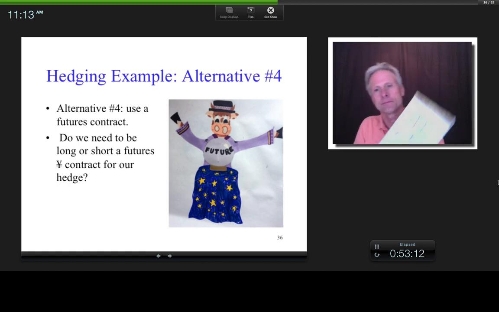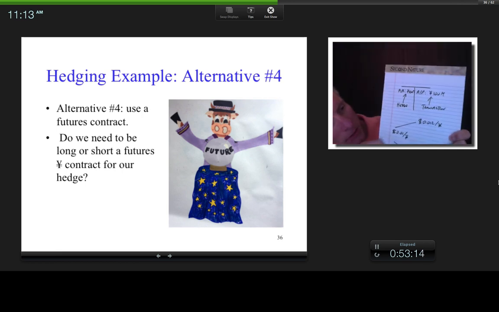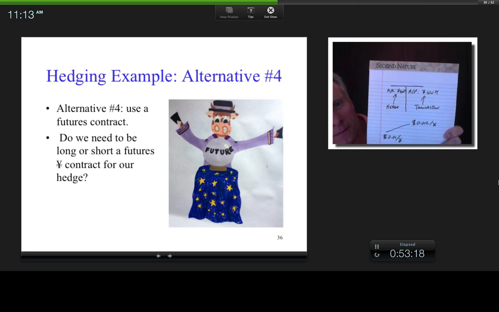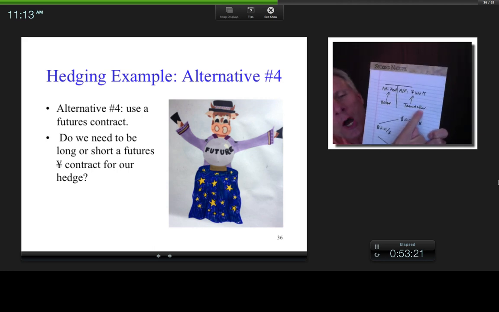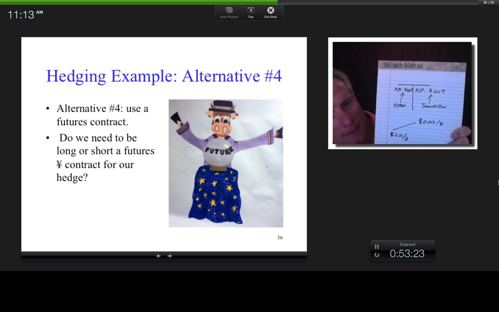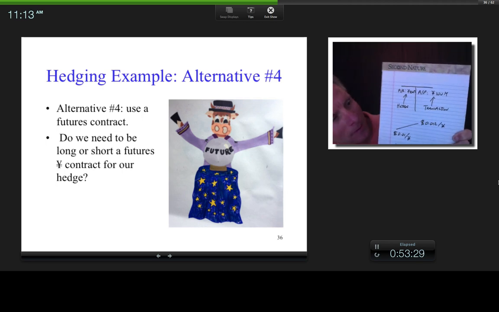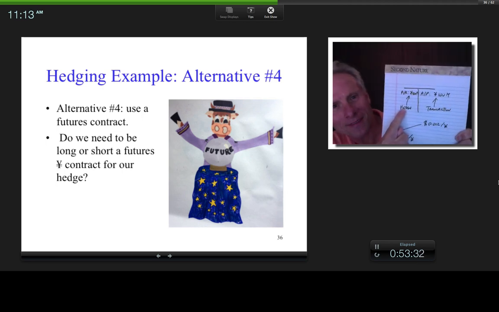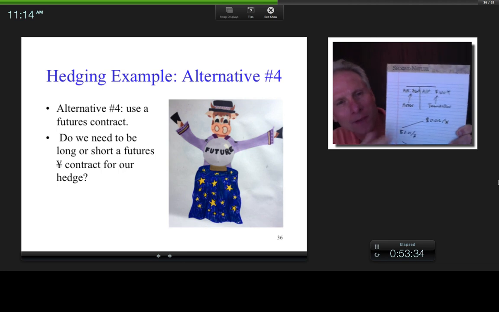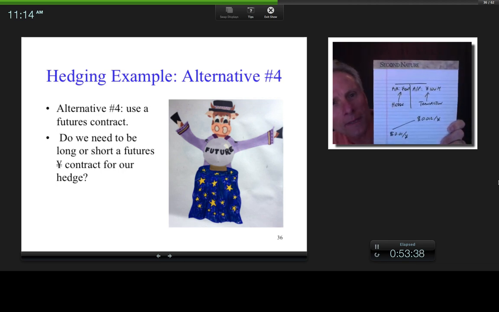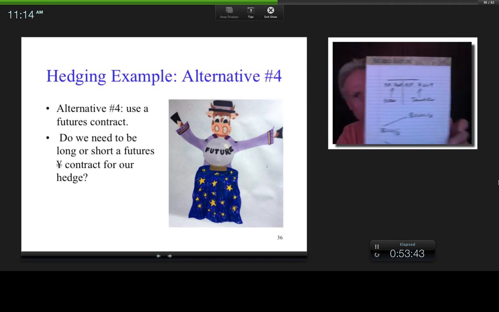Well, on what side is our transaction? On the long side or the short side? The short side, right? This is the widgets. We owe 100 million yen. So to hedge, then do we have to be long or short yen futures? We have to be long yen futures. In other words, we have to make a deal today such that in 90 days we will be owed yen. We will be expecting to receive yen with our futures contract.